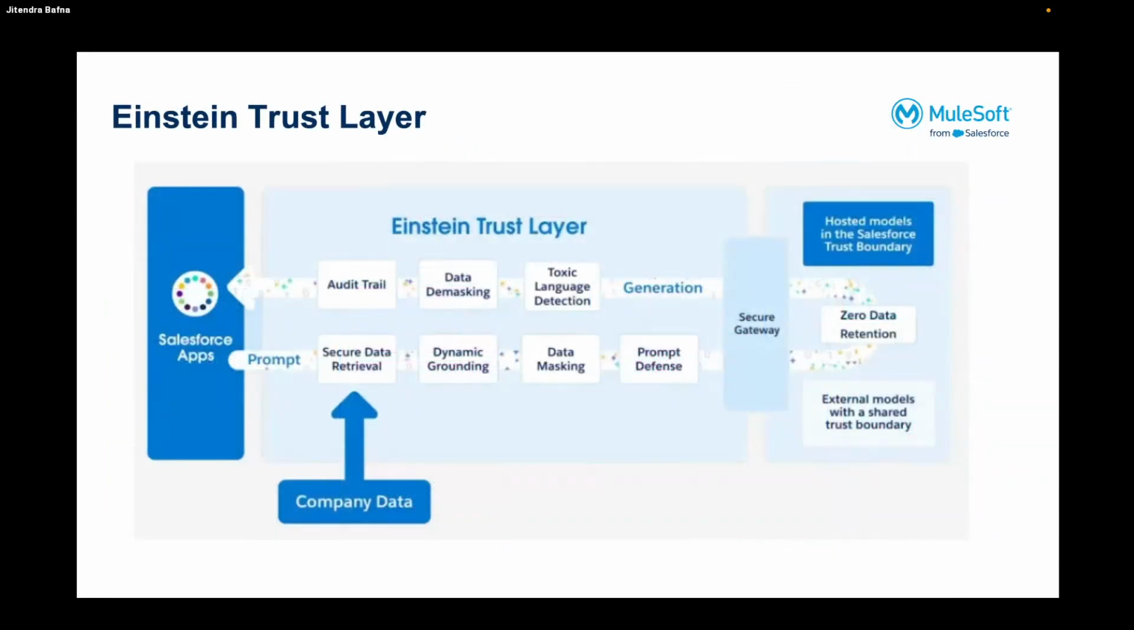Okay, and this is my Einstein Trust Layer. In the Einstein Trust Layer we have two journeys: one is the prompt journey and one is the response journey. The prompt journey starts with secure data retrieval. It ensures that whatever data it is retrieving from your Salesforce app or Salesforce object, or from wherever, is secure. Then dynamic grounding.